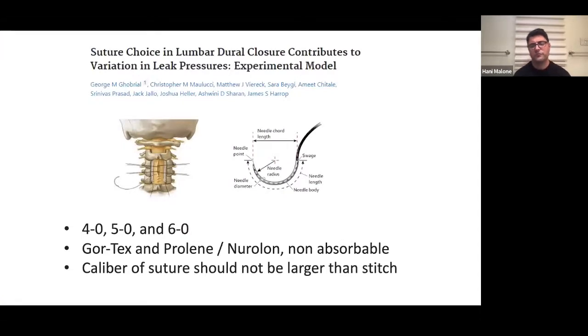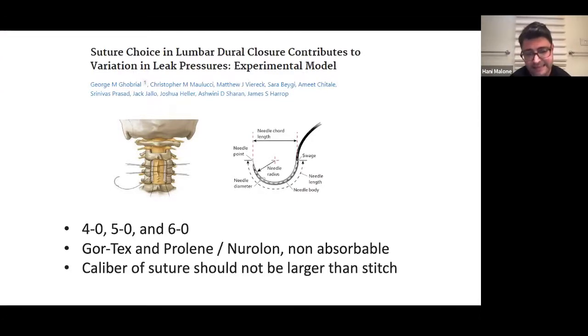In terms of suture, most folks I think use either Gore-Tex and or Prolene or Neurolon, either 4.0, 5.0, or 6.0. I always just kind of grew up using 5.0s. The benefit of Gore-Tex and Neurolon is that they're not absorbable. And one important takeaway is that the caliber of the needle should not be larger than the caliber of the actual stitch.